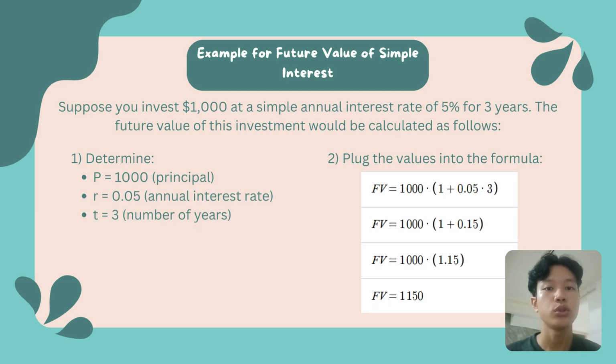Now, suppose you invest $1,000 at a simple annual interest rate of 5% for 3 years. The future value of this investment would be calculated as follows. Firstly, determine the variables. P is 1000 from the principal, R, the interest rate, is 0.05, and T is 3 years. Next, we plug the values into the formula. So the future value of the investment after 3 years would be 1150.